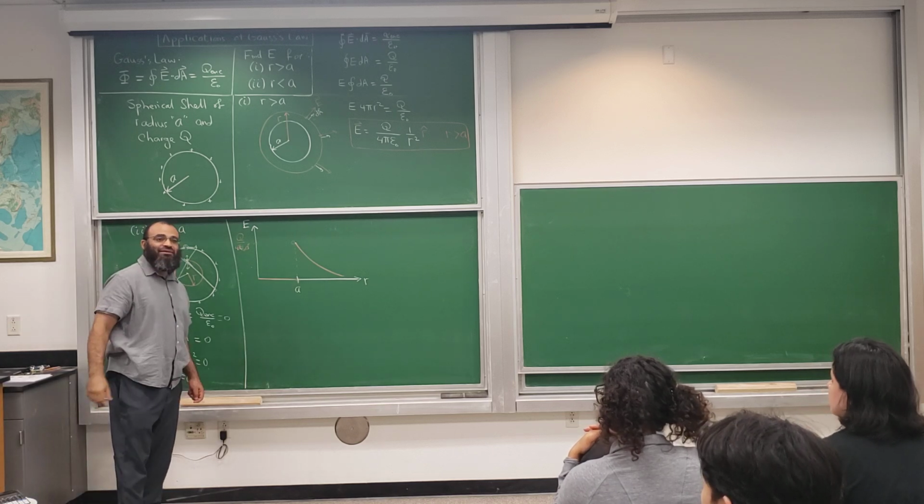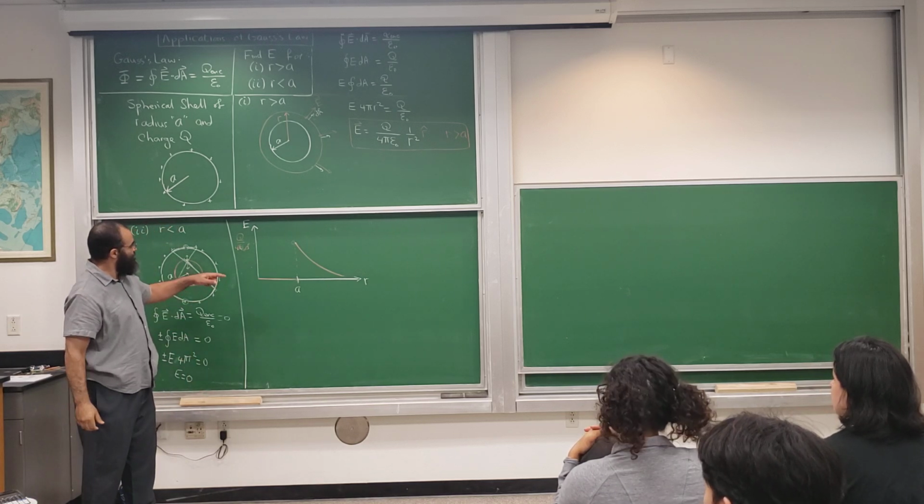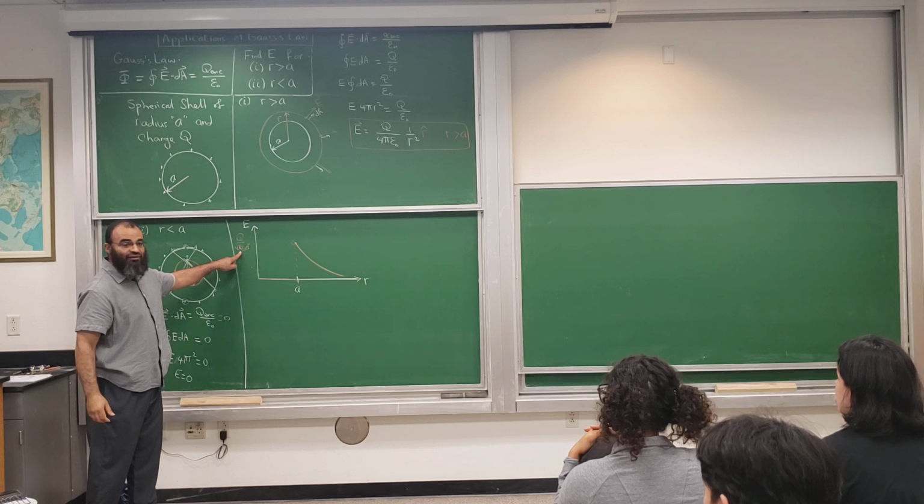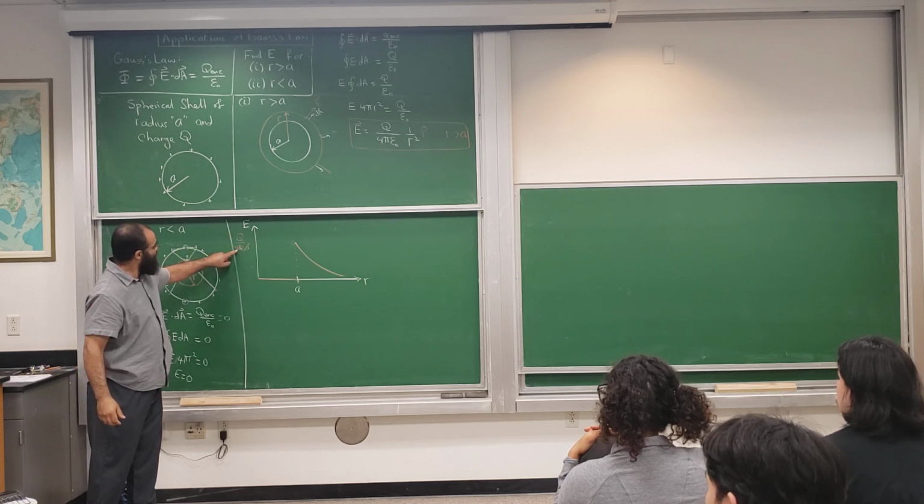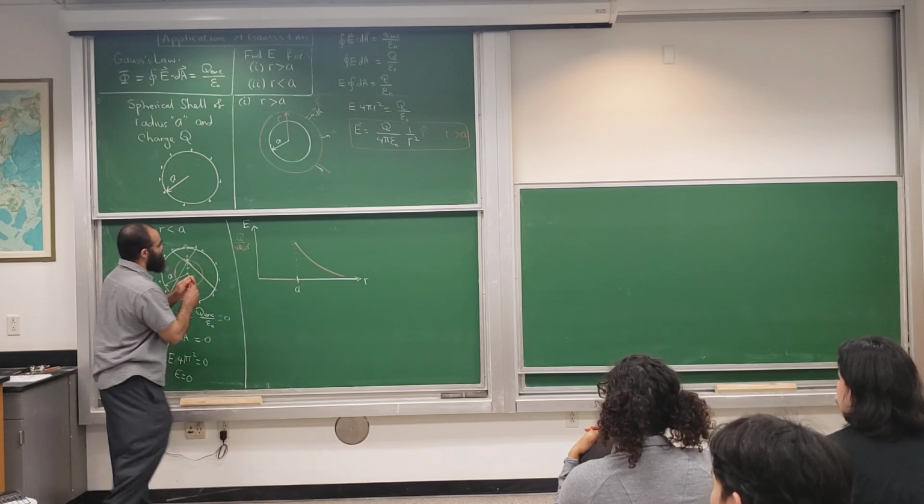On the E-axis, what does that say in red? This one in red? Yeah. Q over 4 pi epsilon naught A squared.